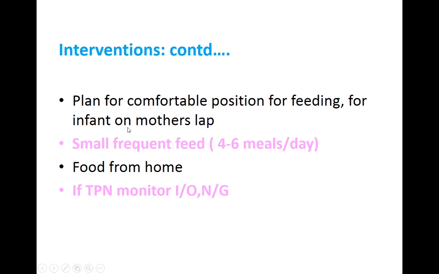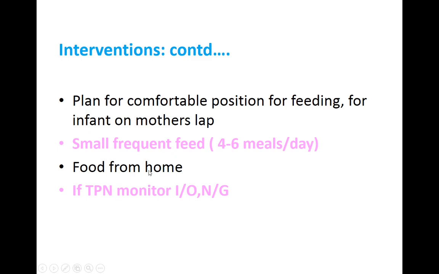So for an infant, it is important that you ask the baby to be on the mother's lap and then feed the baby, and ask the mother also to do that. Small frequent feeds, 4 to 6 minutes. This is for the younger child.